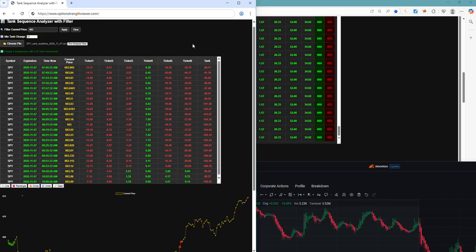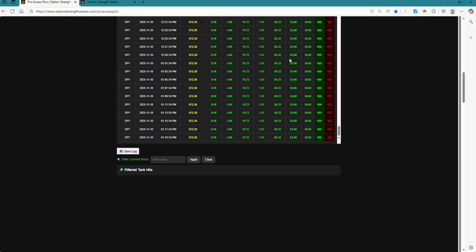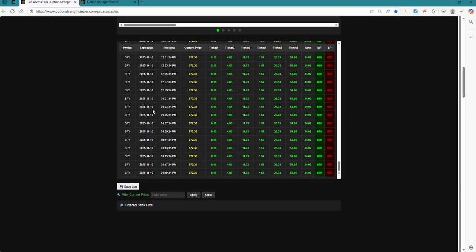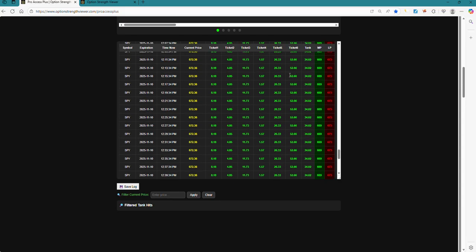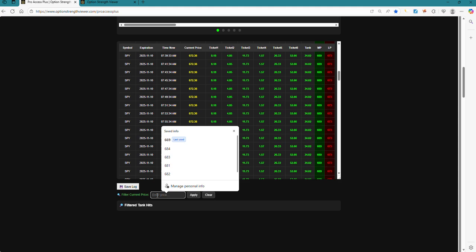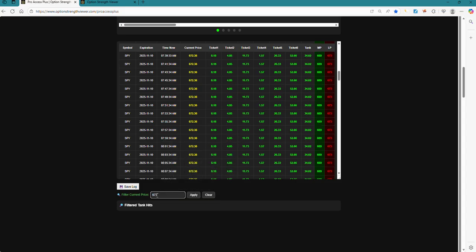The tank, or I read the tank during the market. When you're looking at the tank live, you're going to see a lot of numbers showing up. You're going to have current price constantly changing, MP and LP changing, and the tank numbers and the ticket numbers are changing. But essentially what you want to do is to filter out the current price that SPY is consolidating at most. So at that time it was 673. You would type that in and you would hit apply and it will show it to you.